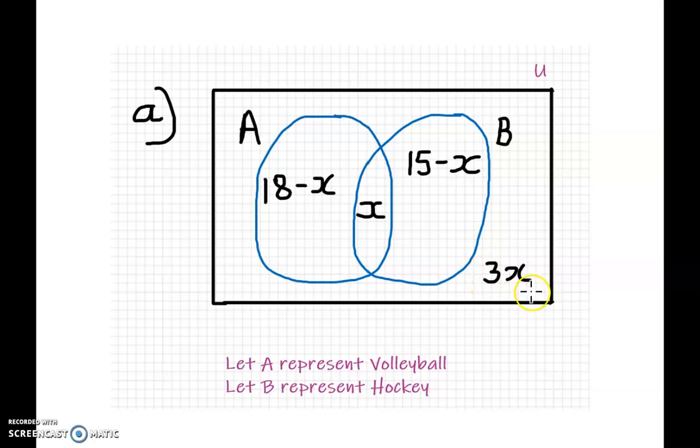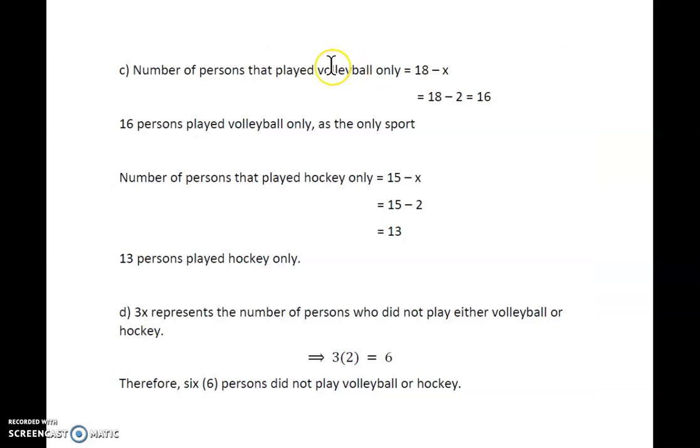And 3x represents the persons who are not playing volleyball or hockey. The number of persons that play volleyball only is 18 minus x. We determined that x was 2, so it's 18 minus 2, so 16 persons play volleyball as their only sport. The number of persons that play hockey only is 15 minus x. x is 2, so 15 subtract 2 gives 13. So 13 persons played hockey only.